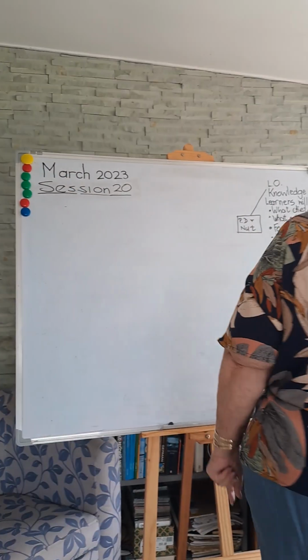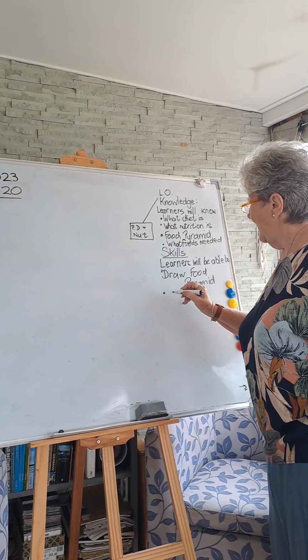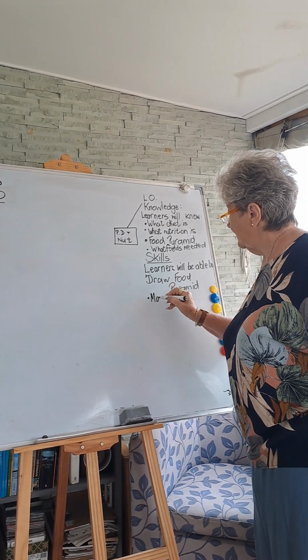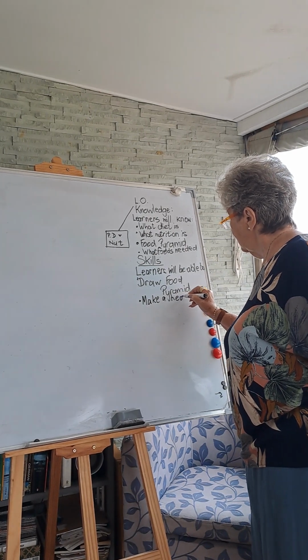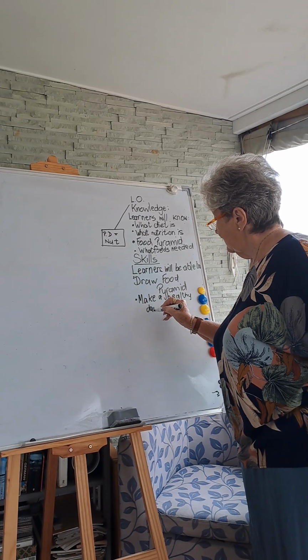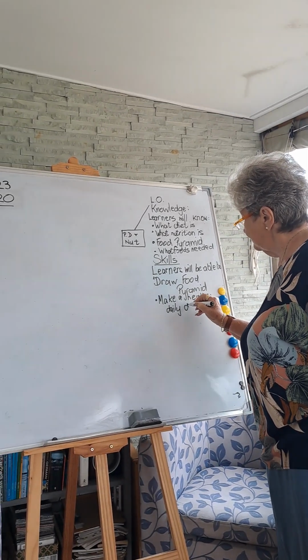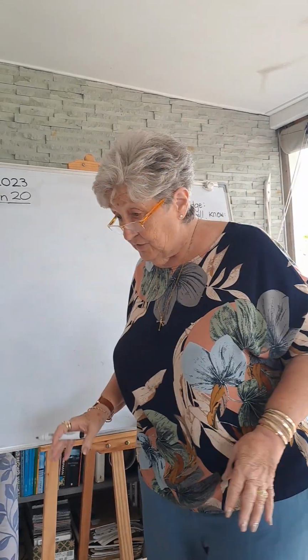So, I want them to be able to draw the food pyramid, and I want them to be able to make a healthy daily diet. There might be other things you want them to do, but those are my 2 important things that I want them to be able to do.